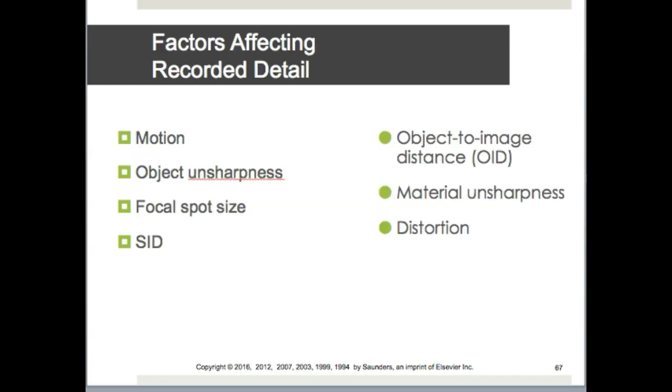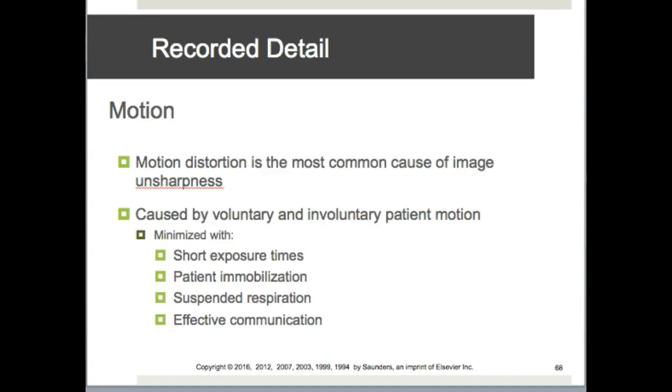Okay, factors that affect our recorded detail. Motion, number one. We want to get the motion out if we can. The object unsharpness, so the size and shape of the object. Focal spot size will affect our recorded detail. Our SID will affect our recorded detail. Our OID, so object to image distance, will do it also. So we want to keep the OID as low as possible. Keep the part as close to the image receptor. The material unsharpness and distortion. So let's talk about these.